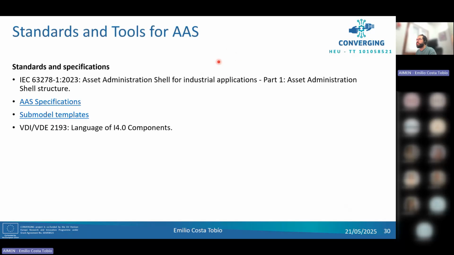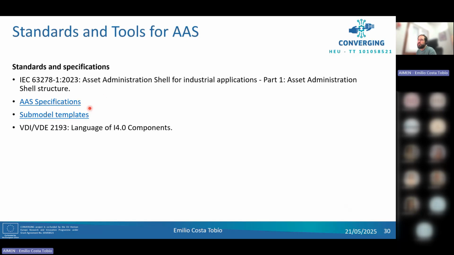And finally, regarding this presentation, I just put here some standards and specifications that we use or are useful when creating asset administration shells. The first one is just the norm that describes the asset administration shell itself. We also have the specifications here linked, which we already explained, and the submodel templates.